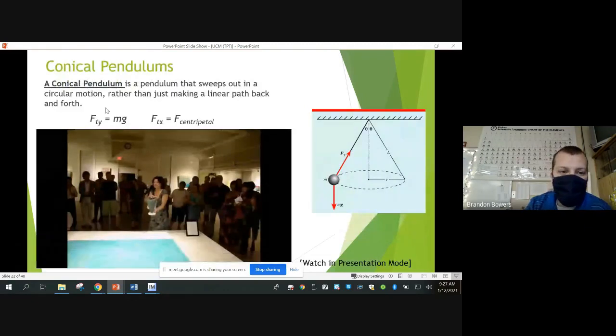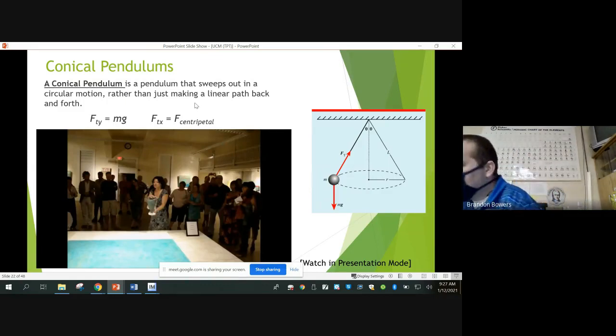So if you look, force of tension in the y direction is equal to mass times gravity. Force of tension in the y direction is equal to mass times gravity. Force of tension in the x direction. Where'd my piece of paper go?